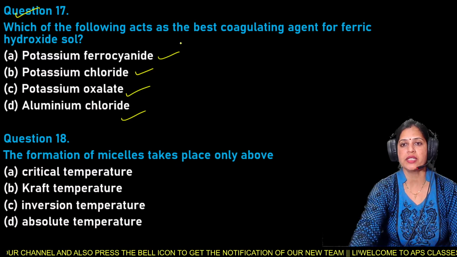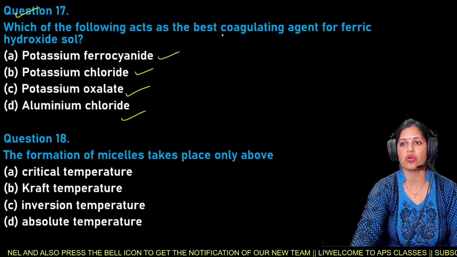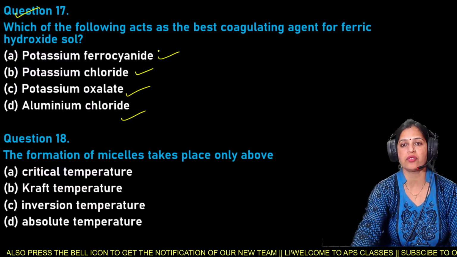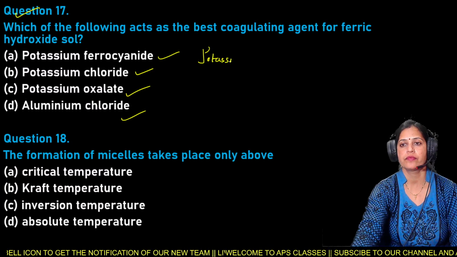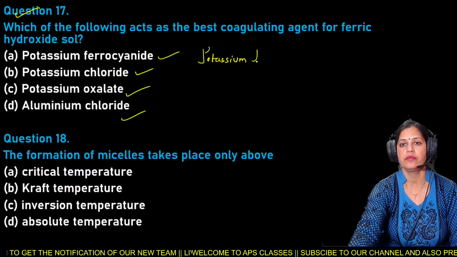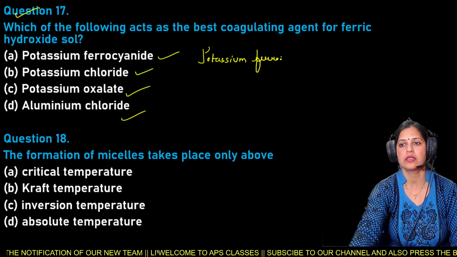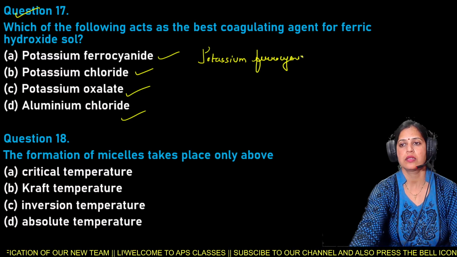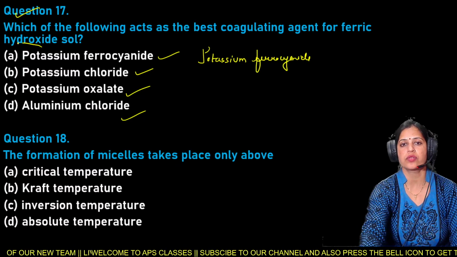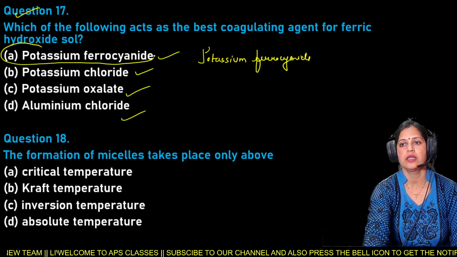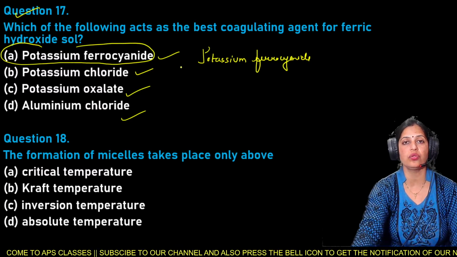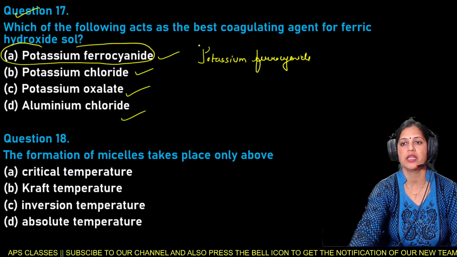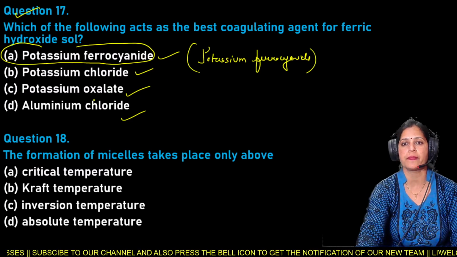So out of these, that act as the best coagulating agent for the ferric hydroxide sol is potassium ferrocyanide. This is the best coagulating agent for the ferric hydroxide sol, that is the potassium ferrocyanide. So here this is the right answer.